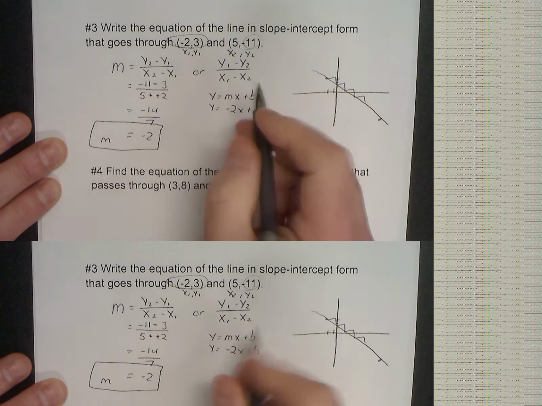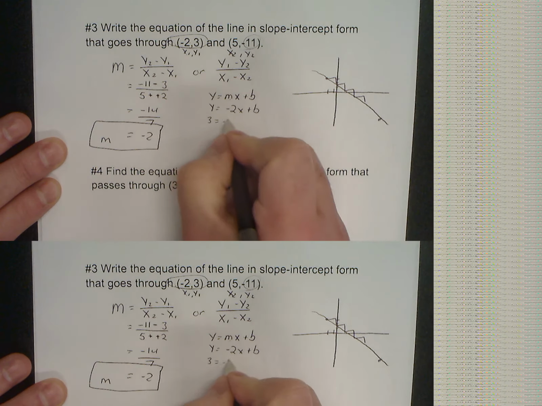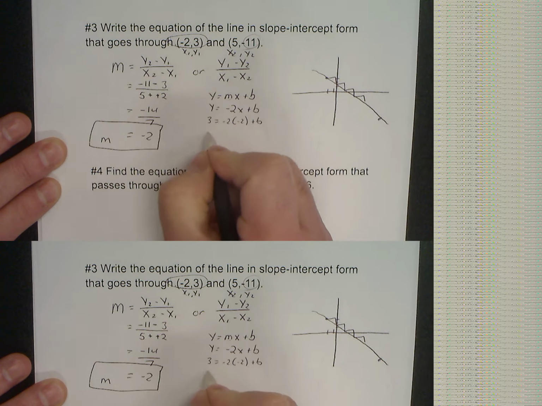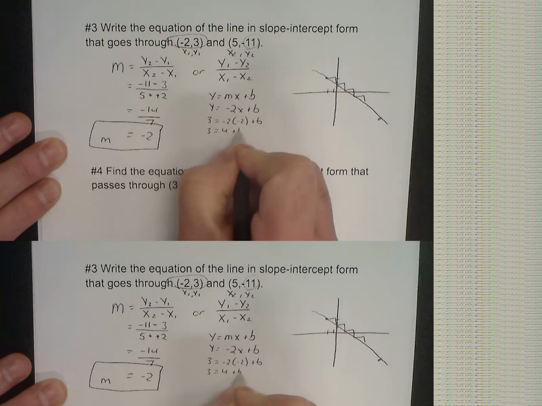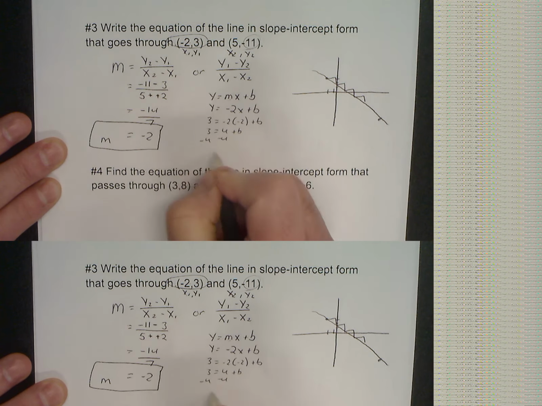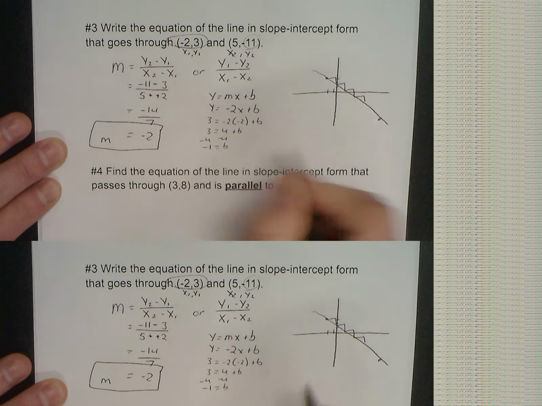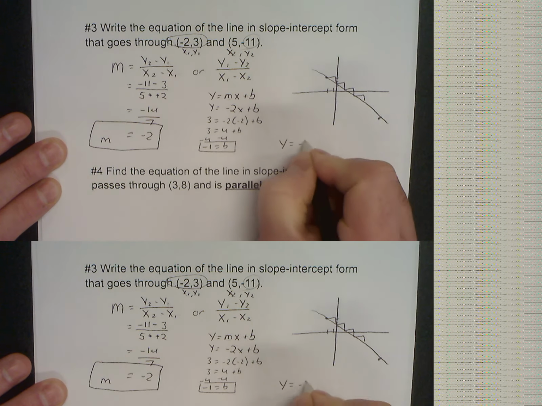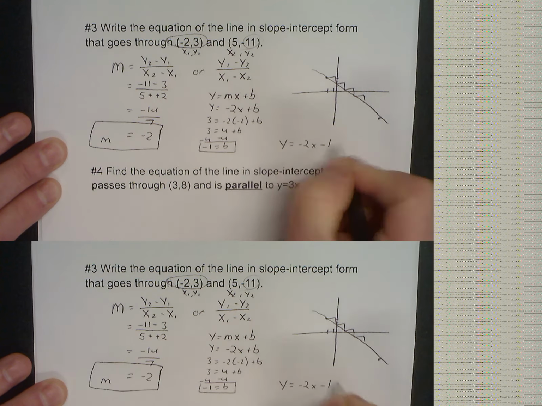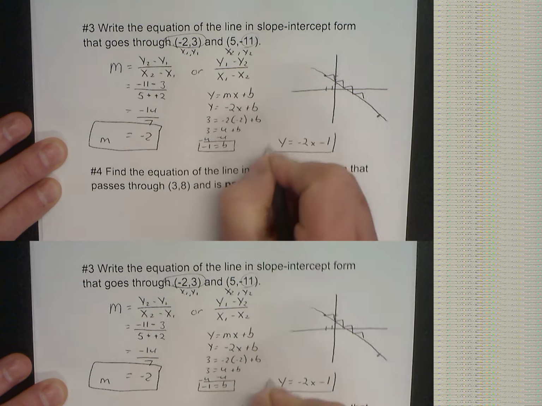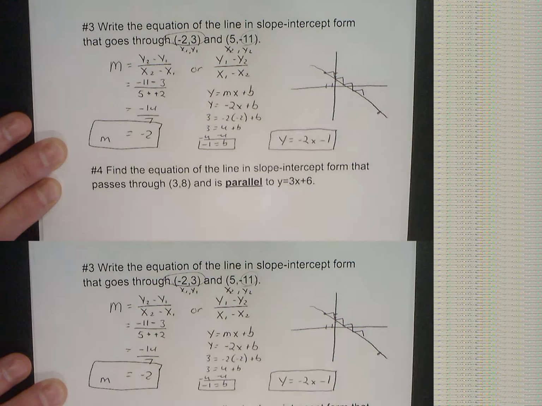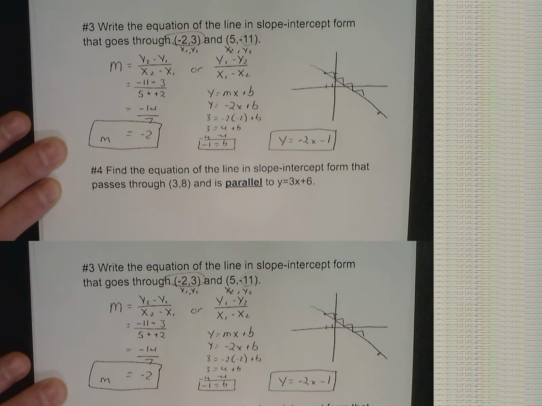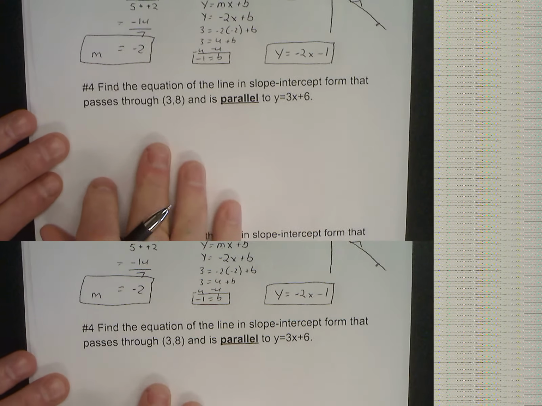Okay, so I plug 3 in for y. I plug -2 in for x plus b. 3 equals 4 plus b, minus 4, minus 4. -1 equals b. So then my final answer is y equals -2x minus 1. This is the final answer in slope intercept form. Okay, and that's a negative right there. Okay, next question. Compare how that works with this one.